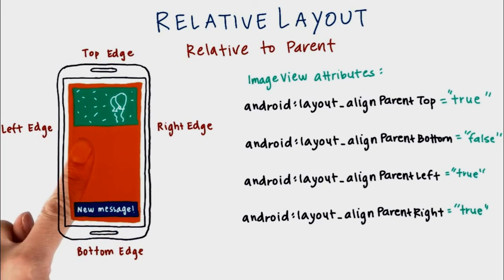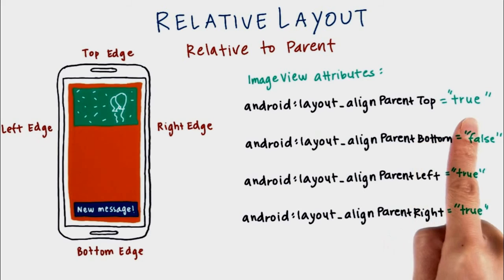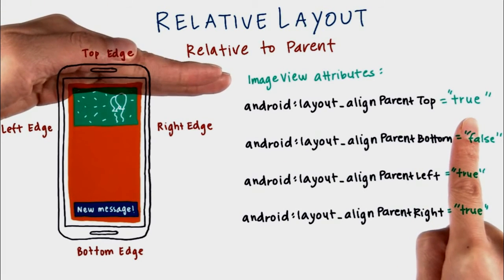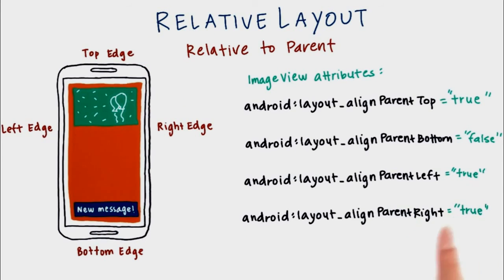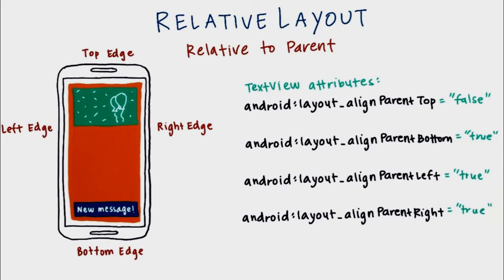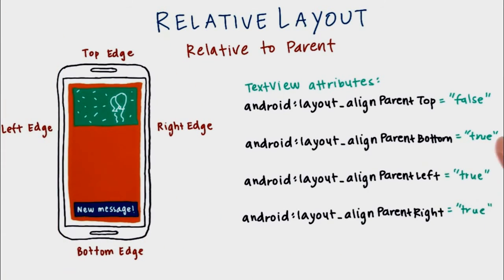Take this image view as an example. We would set the attribute alignParentTop to be true because it's aligned to the parent's top edge. It's also aligned to the parent's left and right edges, so we set left to be true and right to be true as well. It's not aligned to the parent's bottom edge, so we set that to be false. And for this text view down here, it's aligned to the parent's bottom edge, right edge, and left edge. So alignParentBottom would be true, alignParentLeft would be true, alignParentRight would be true, but alignParentTop would be false.